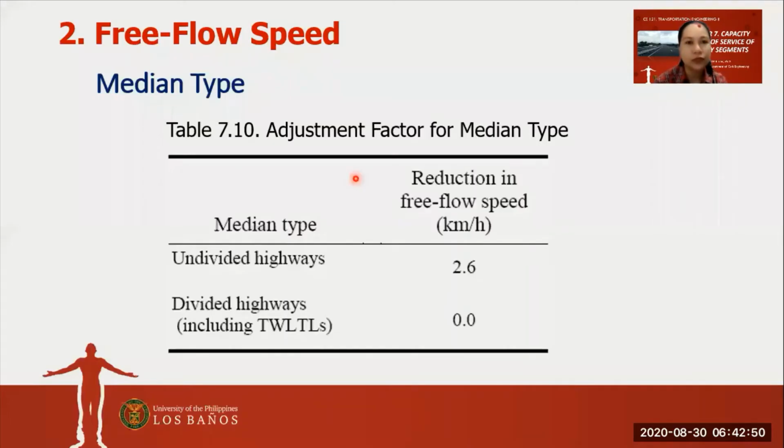The next table shows you the adjustment factor for the median type. So you can have either undivided or divided highways. Notice that when we have divided highways, the reduction in free flow speed for the median type is 0. But if it's undivided, we reduce the free flow speed by 2.6 kilometers per hour. This is logical because the lanes in the opposite direction are not divided, so the driver should be more careful.